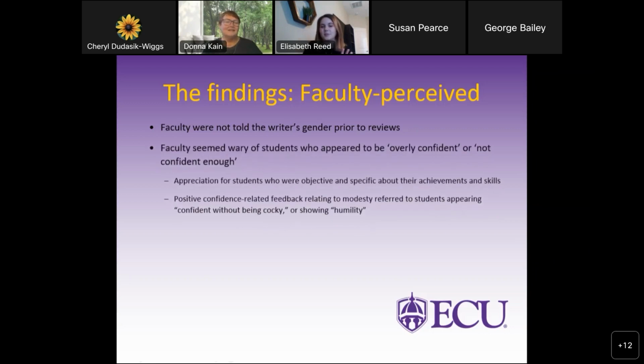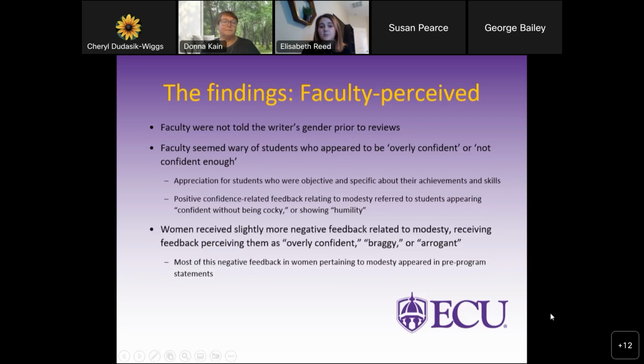But when looking directly at confidence, faculty was pretty wary of students who appeared to be overly confident or not confident enough. And they tended to really value students who were objective and specific about their experiences, their achievements, and their skills.